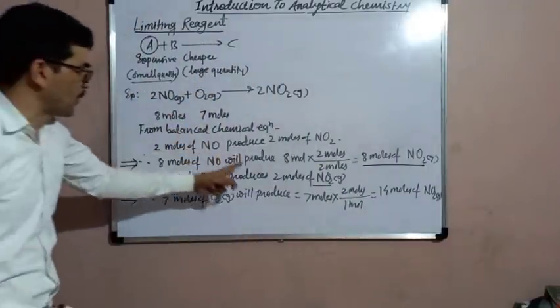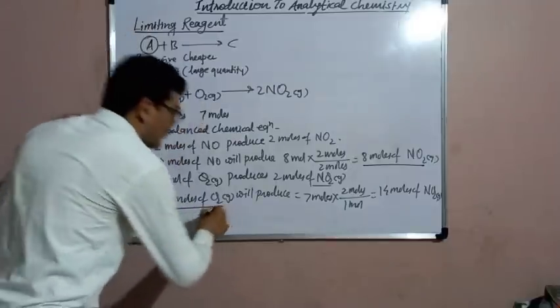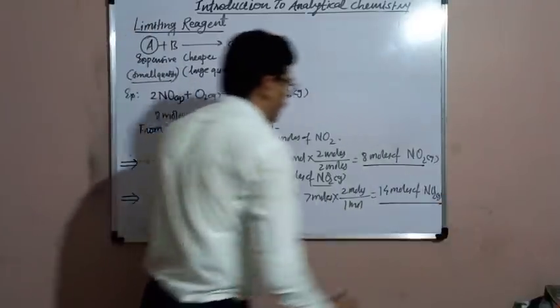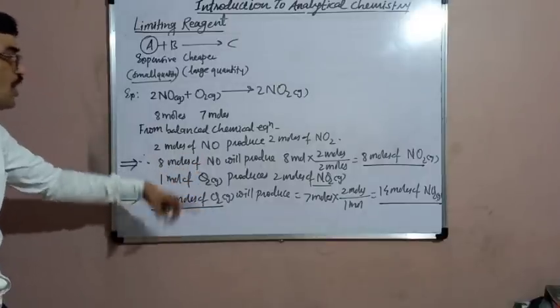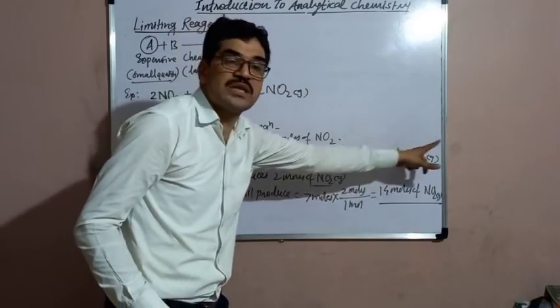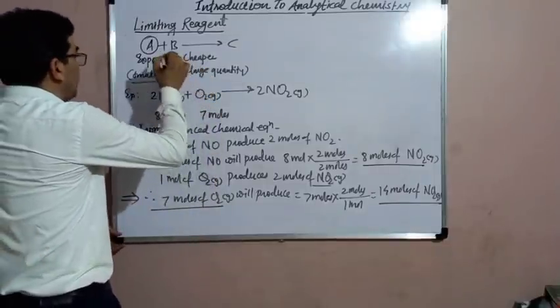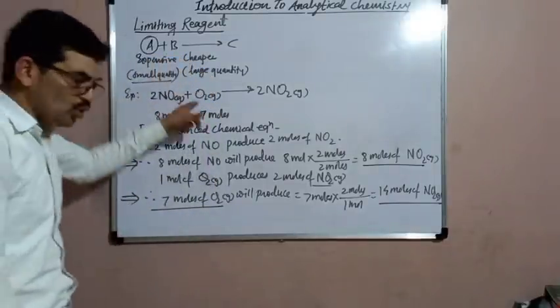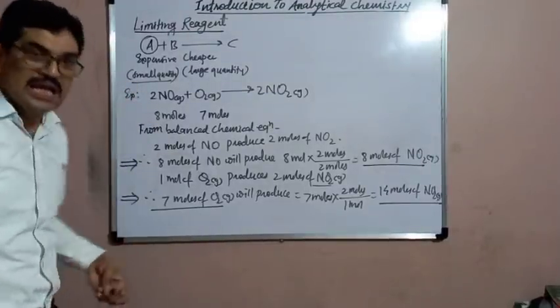8 moles of NO produces just 8 moles of NO2, while here 7 moles of O2 produces 14 moles of NO2. Means out of these two reactants, NO and O2, NO is the reactant which produces lesser number of moles of product, and therefore NO will be the limiting reagent while O2 will be the excess reagent.